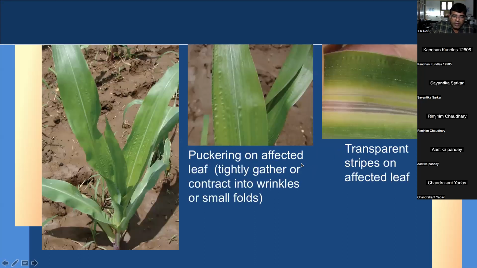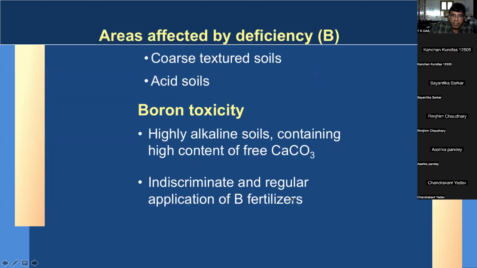And this is another interesting deficiency symptom in maize. You can see puckering on affected leaves. Puckering means tightly gather or contract into wrinkles or small folds. Structures like these are due to boron deficiency in maize. Transparent stripes on the affected leaf.